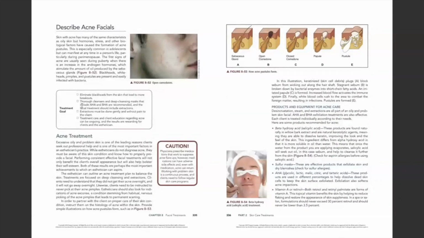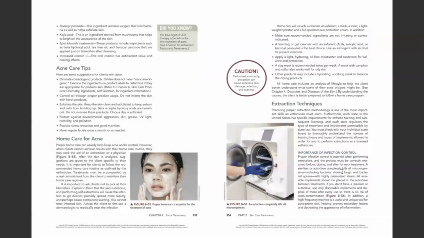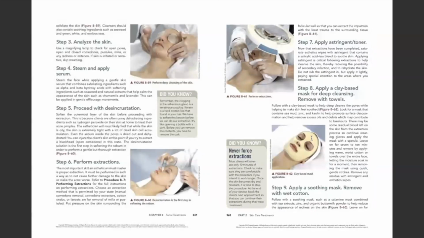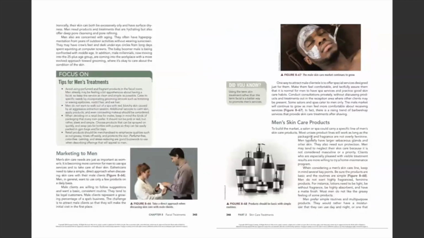Oh, here's the mask. I talked about the different masks. We did that screenshot. Now here we go where it's saying exfoliate and explaining the different mask types. So you want to know those. Extraction techniques, you're going to want to know those. And then that's just a step-by-step.